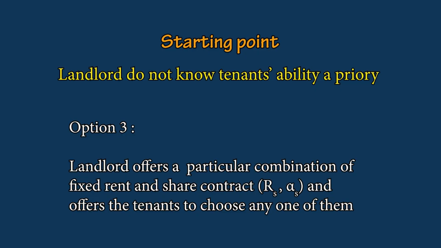So this type of option also seems to be problematic. Now let us move to the third option. Let us define the third option in this way: the landowner offers a particular combination of fixed rent and share contract, Rs and alpha s, and offers the tenant to choose any one of them. This means that the landlord goes to the tenants and tells them that you can either accept fixed rent tenancy or you can accept sharecropping. Now, if you accept fixed rent tenancy, then you have to pay me Rs. On the other hand, if you accept sharecropping, then give me alpha s proportion of the total output.